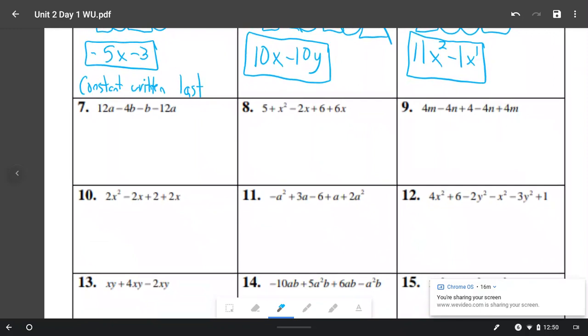Why don't you pause it and try to do the next few here. Do 7 through 9 and see if you can get the answers that I'm about to get. So press pause, try it out, and come back to me.